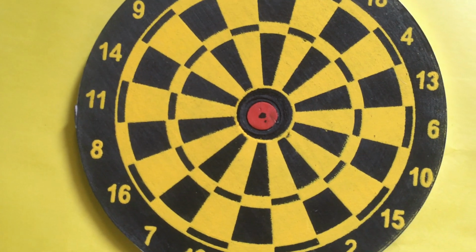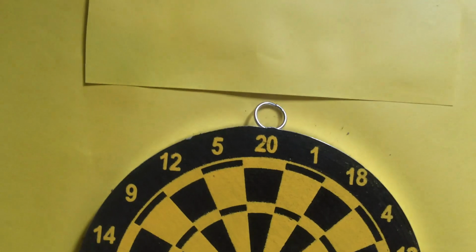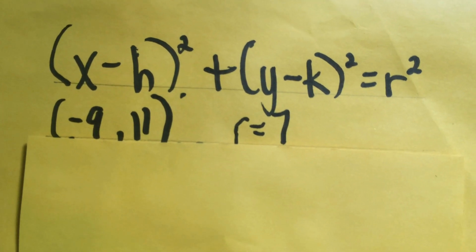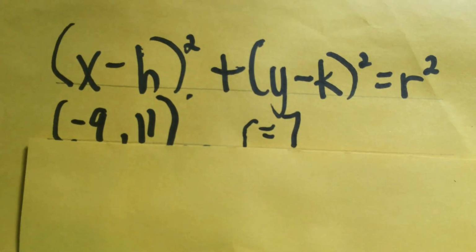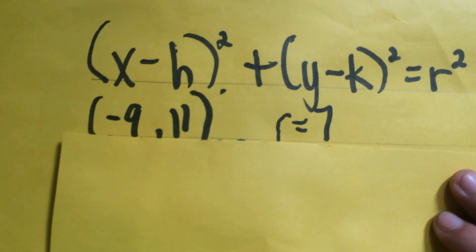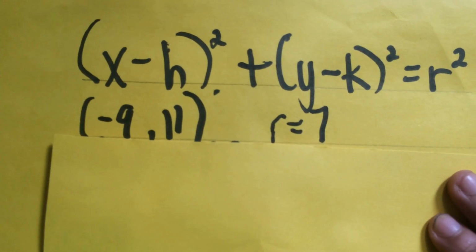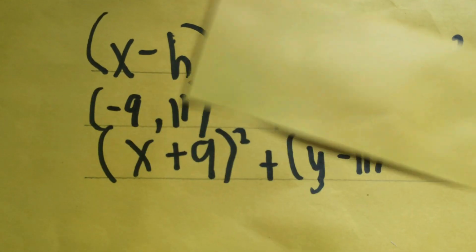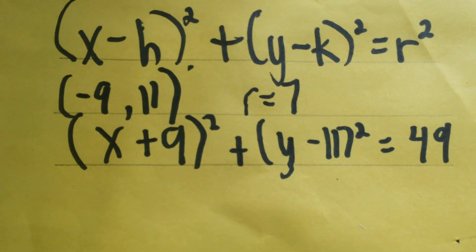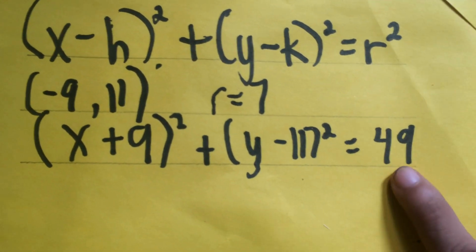After we determine the center and the radius, we transform it into the standard equation, which is x minus h squared plus y minus k squared is equal to r squared, where h is -9, k is 11, and the radius is 7. And the final answer is x plus 9 squared plus y minus 11 squared is equal to 49, the square of 7.